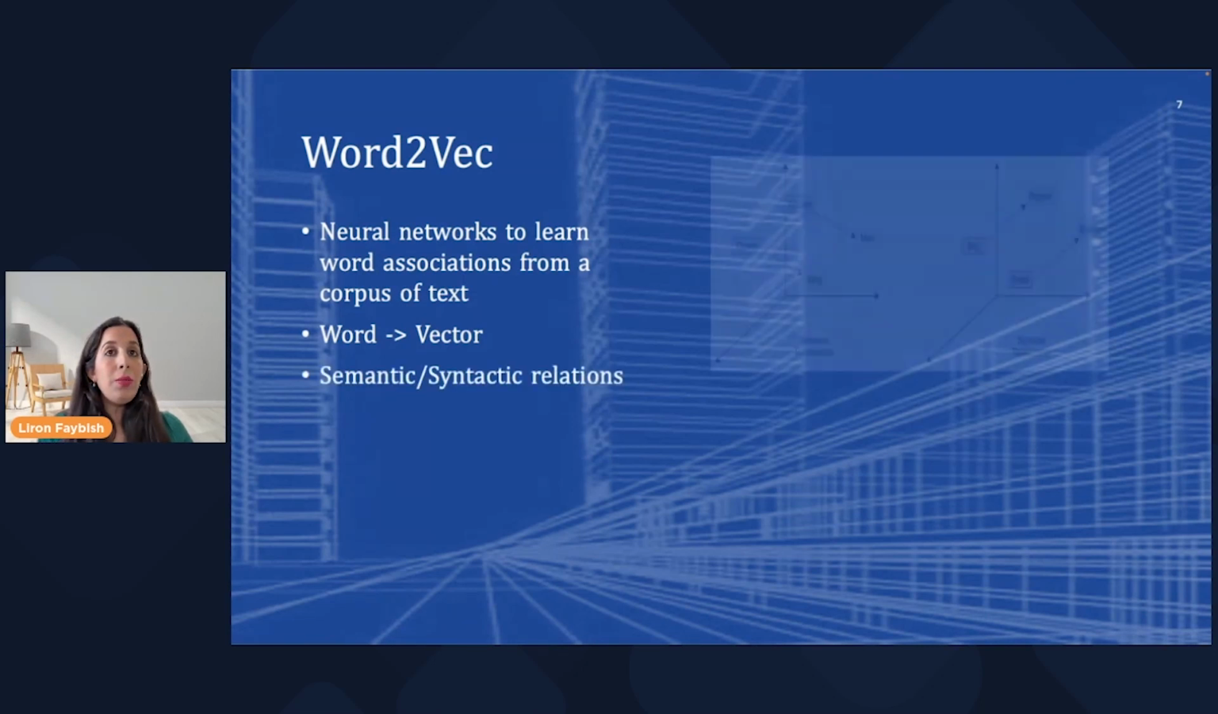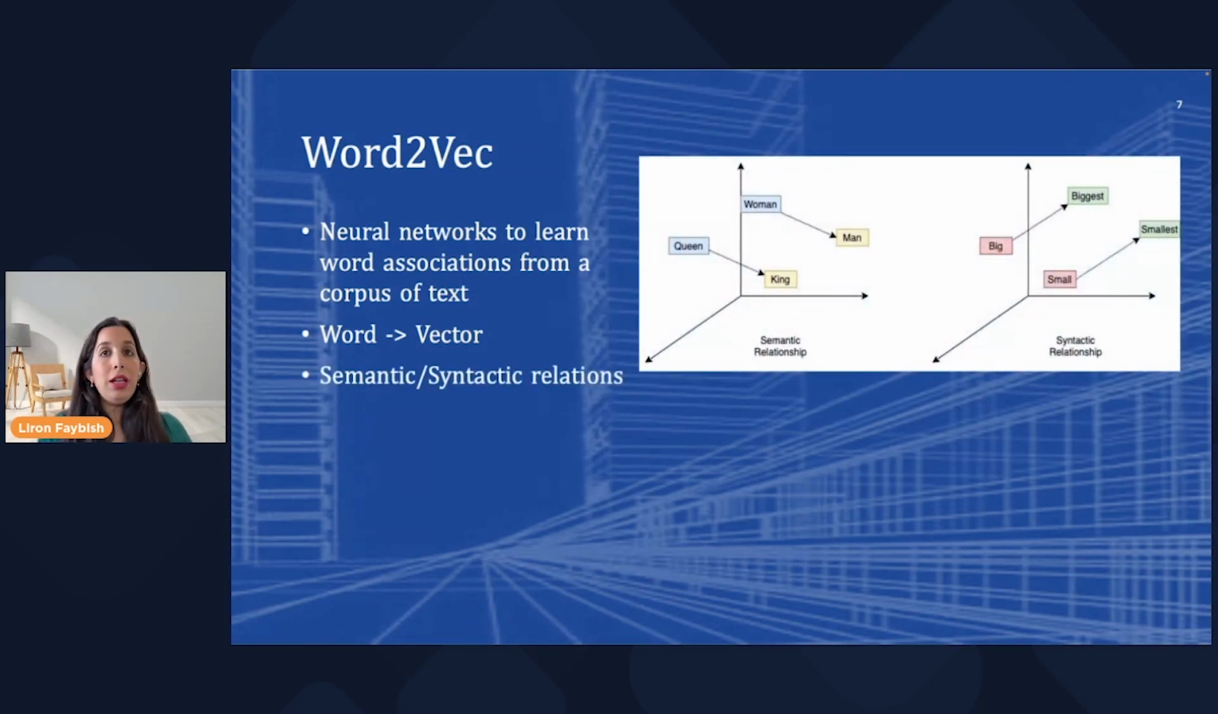Word2vec is also able to capture semantic and syntactic relations. For example, in the word vector space, the relation between king and queen is the same as the relation between man and woman, and the relation between big and biggest is the same as the relation between small and smallest. This model is context independent, which means that there is only one vector per word. So different senses of the same word are combined into one single vector.